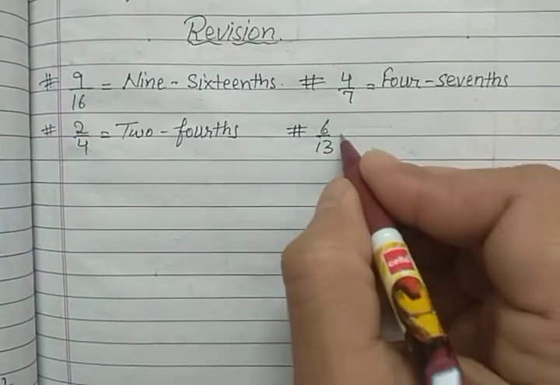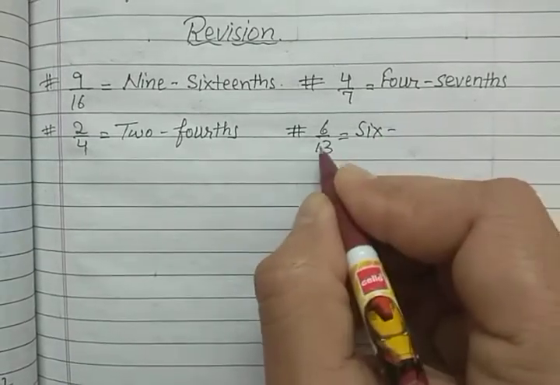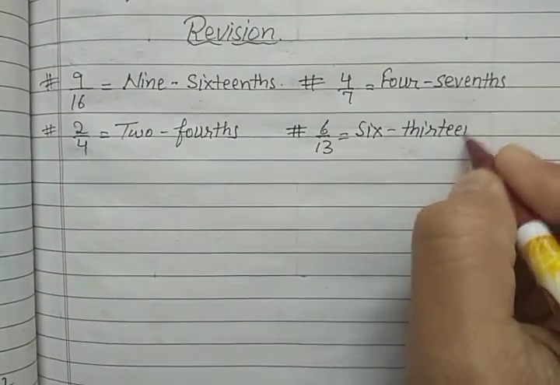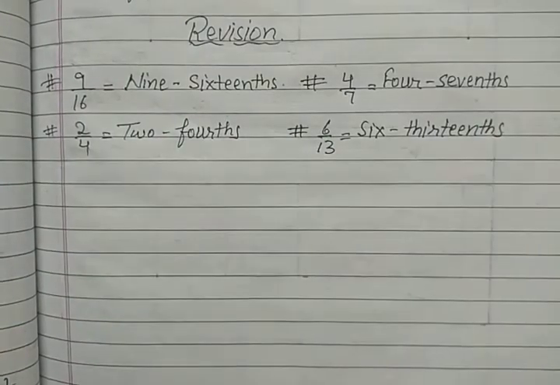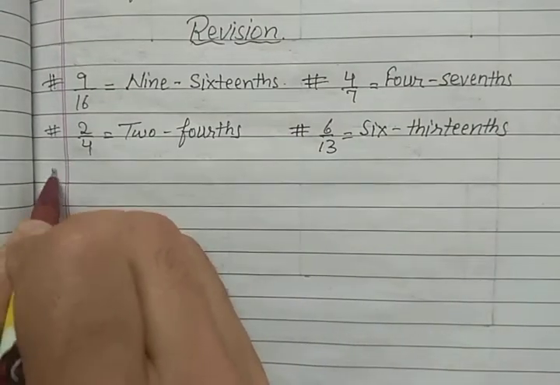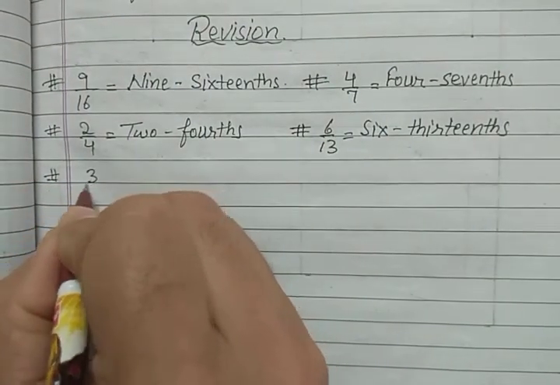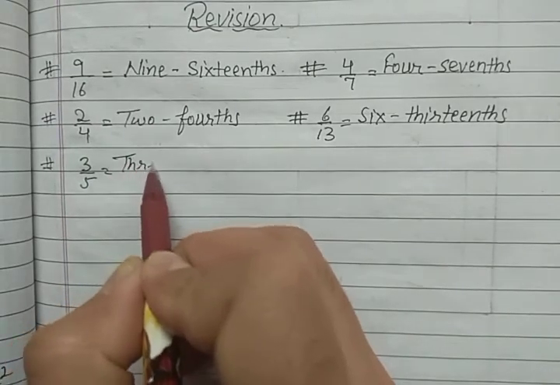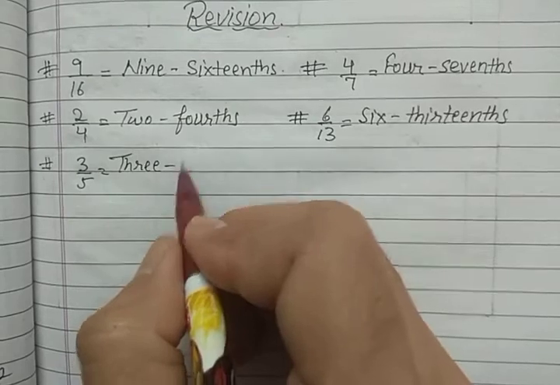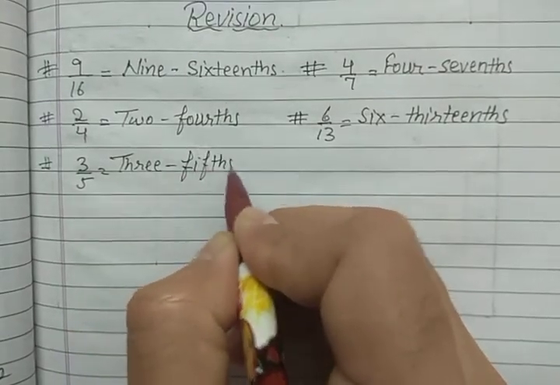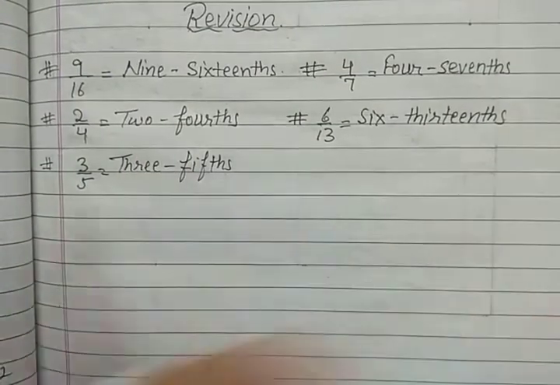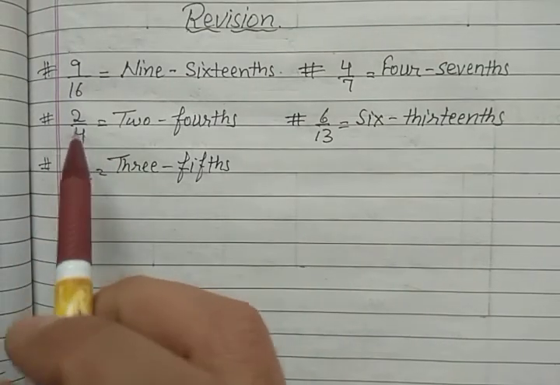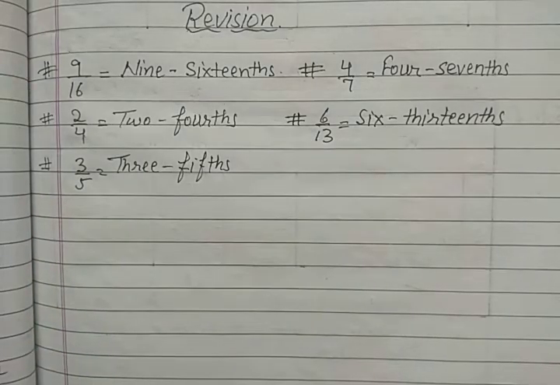6 upon 13. So how can we write it? It is 13th, 6 13ths. And if we want to write 3 upon 5, how can we write it? It is 3, and 5 will be written as fifths, right? So in this way we can write the given fraction in words, and this is very important. इसको आपने अच्छे से practice करनी है, right?